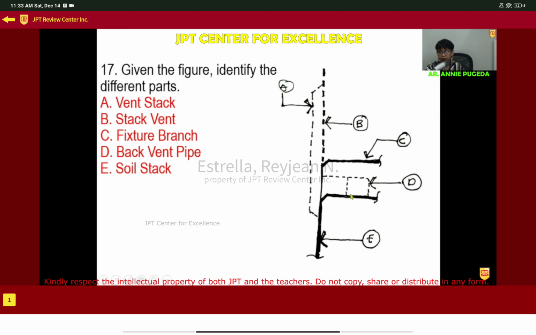And then, at the back of each fixture, this is its venting, its individual vent. Another term for individual vent is, again, back vent pipe. And this is the vertical pipe that carries air. Okay? It has air and it also receives waste. So this long one is known as the soil stock. Clear?